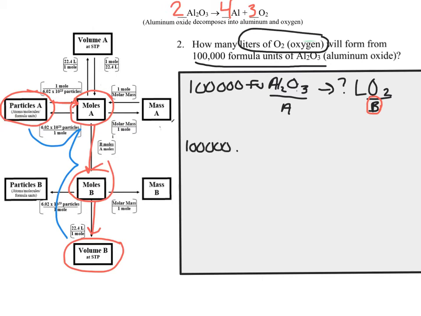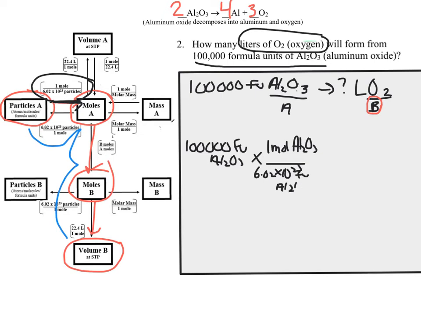So I have 100,000 formula units of aluminum oxide. Now, step 1, I'm going to go from particles of A to moles of A. To do that, it says to put 1 mole over Avogadro's number. So I'm going to put 1 mole of aluminum oxide, Al2O3, over Avogadro's number, which is 6.02 times 10 to the 23rd. And that's going to be formula units of aluminum oxide.